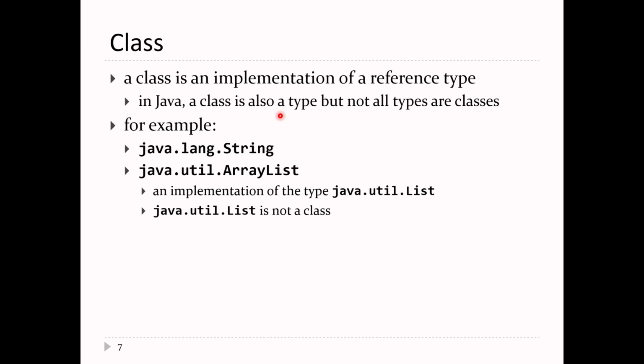So in Java, a class is a type. There are types also that are not classes. There are things called interfaces as well, that are also types. So ArrayList is a type, String is a type, they're both classes. This thing called List is a type, but it's not a class. It's something called an interface.